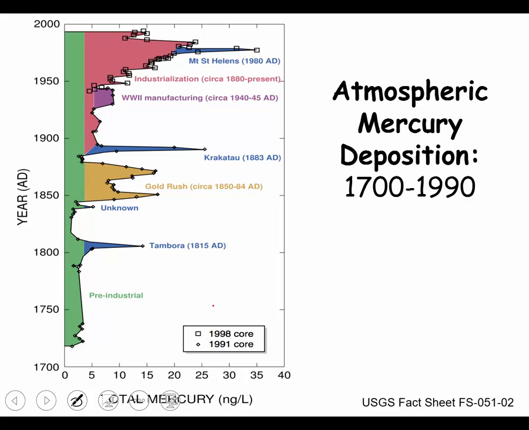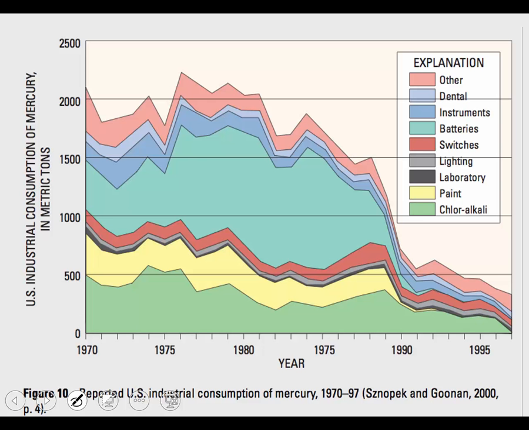Mercury actually comes from a variety of places. Tambora, the eruption, we get a big spike there. Look at the gold rush. And this is atmospheric mercury. Literally, so much mercury was being used in that gold mining process that we see a big spike comparable to an eruption. Here's Krakatoa. And then beginning with industrialization, we use mercury a lot, with a little spike with Mount St. Helens. Okay, until recently, take a look what's happened.